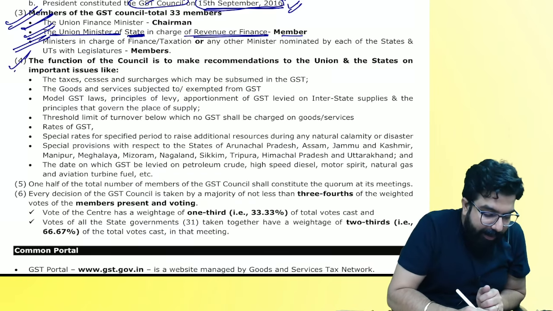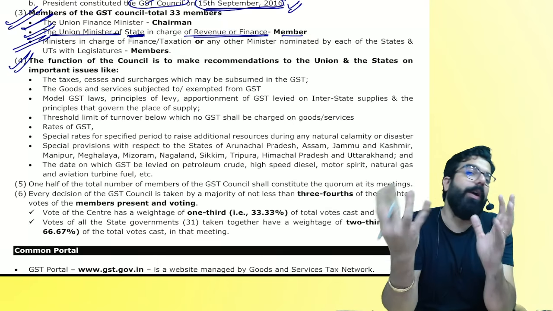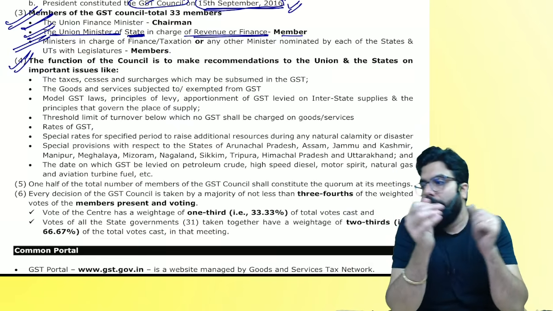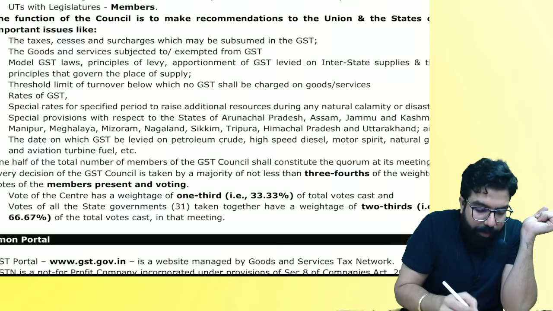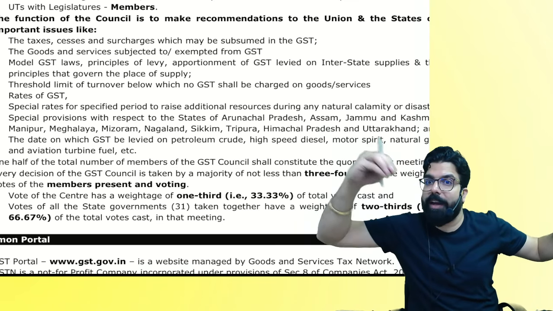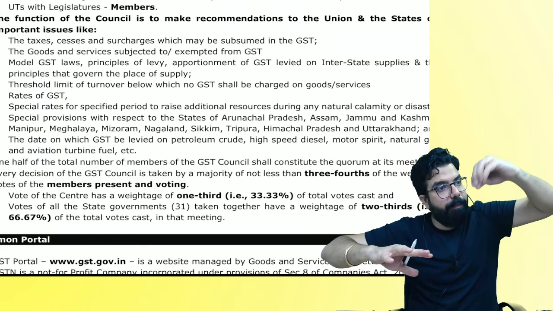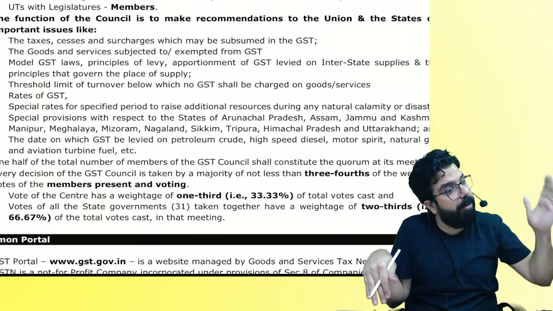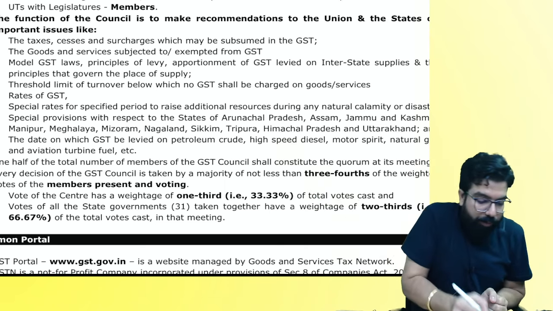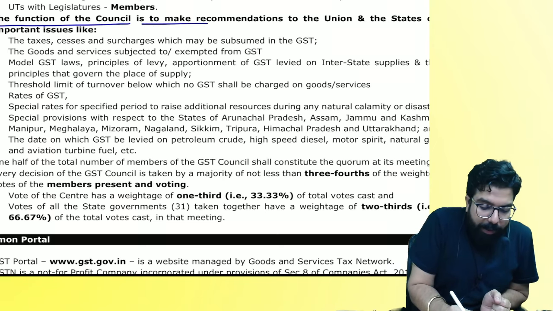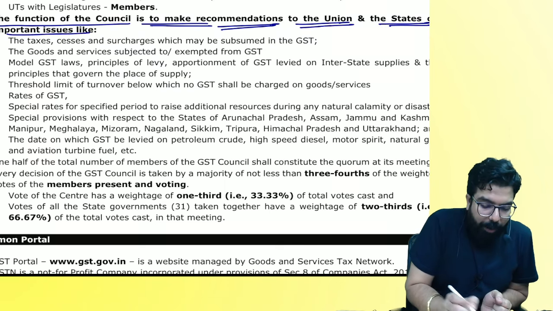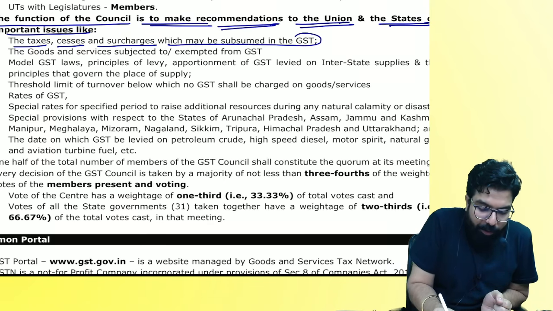Now, when the GST Council's meeting is held, what is the council's work? The GST Council which is created, what is the work of the GST Council? Number one, the central government gave up some taxes, the state government gave up some taxes. Who told them that the central government should give up these taxes, and the state government should give up these taxes? Who told? Council. The function of the council is to make recommendations to the union and states on important issues like the taxes, cess, surcharge which may be subsumed into GST.